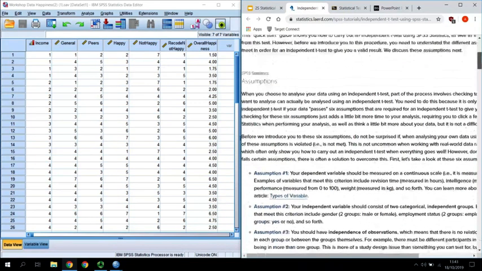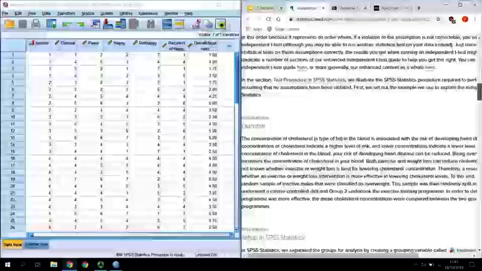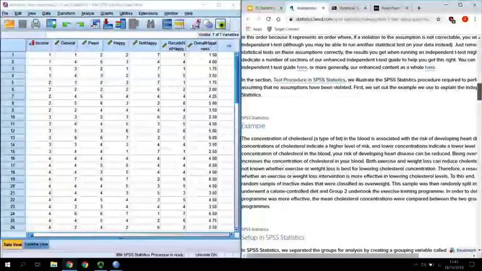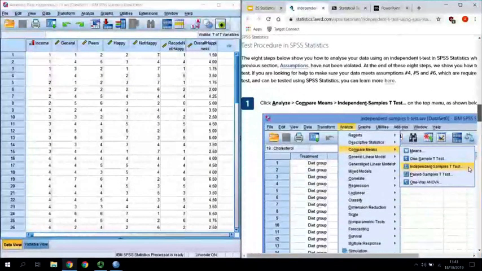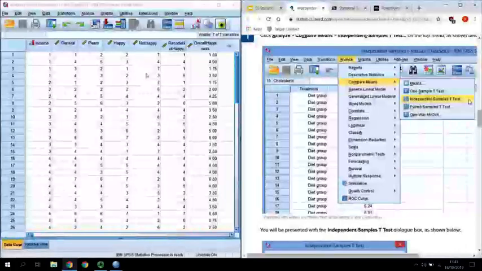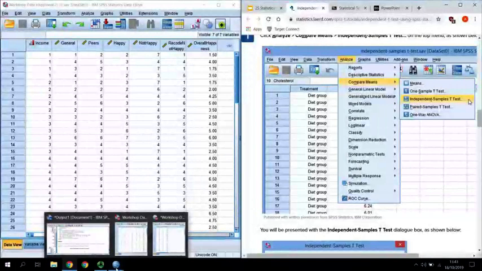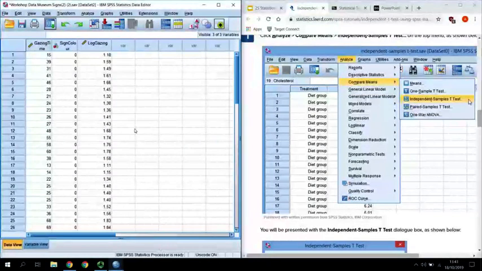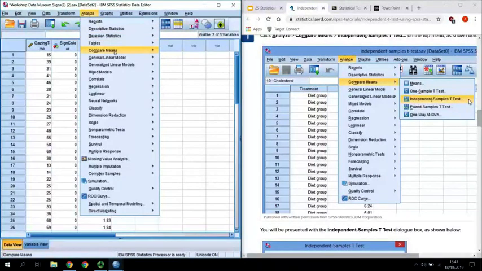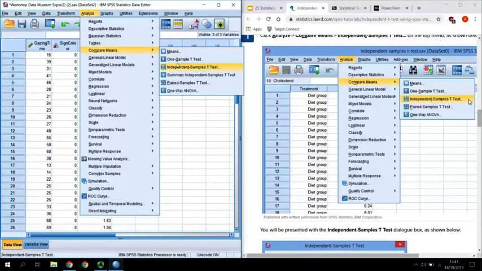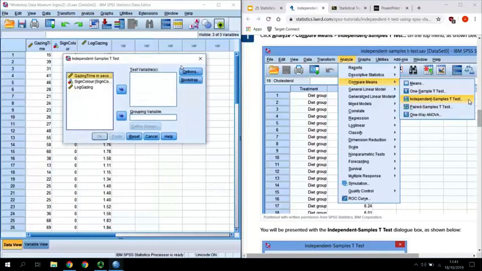The introduction and assumptions explain what example data they're going to use. And then we've got the test procedure here. So you can see they've got really clear screenshots here. So let's go to our museum signs data. And to do an independent t-test on it, we go to Analyze, Compare Means, Independent Samples t-test.